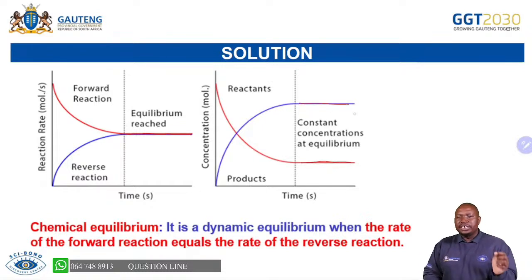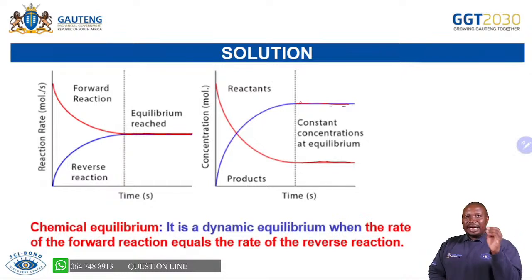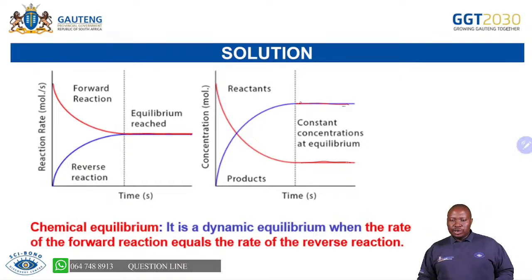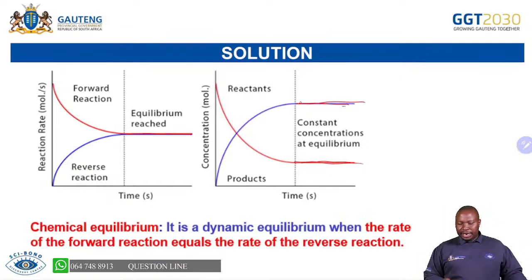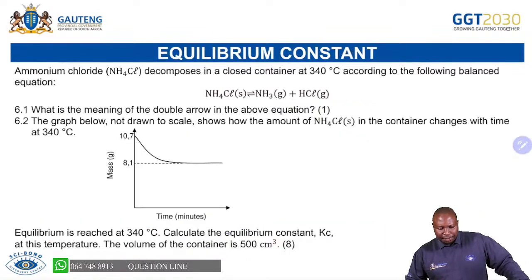Remember, when we're dealing with rates of reactions, when the graph becomes straight like that, we say the reaction is complete. But now, when it becomes straight like that, we are saying we have reached equilibrium. How do we know? The concentration of the reactants and the concentration of the products remain constant. Please don't forget that. But in terms of the exam guideline, when you define chemical equilibrium, you say it's a dynamic equilibrium when the rate of the forward reaction is equal to the rate of the reverse reaction.